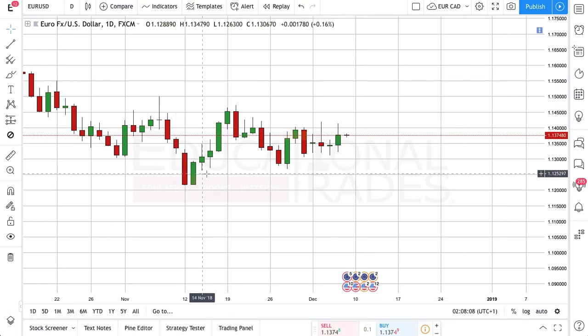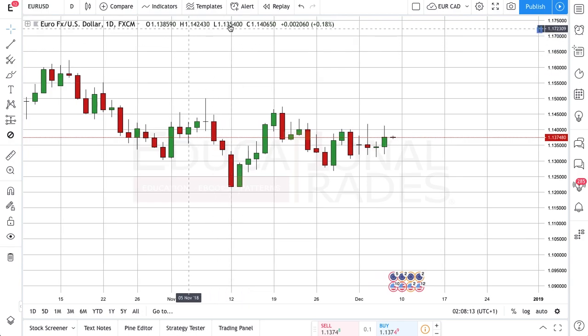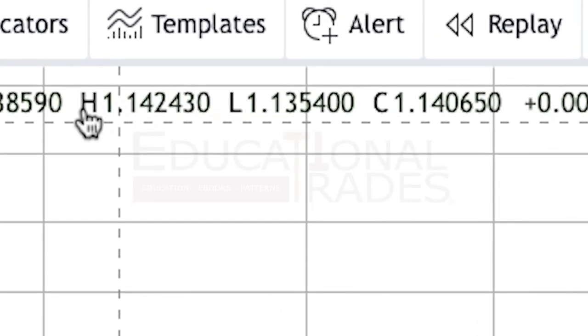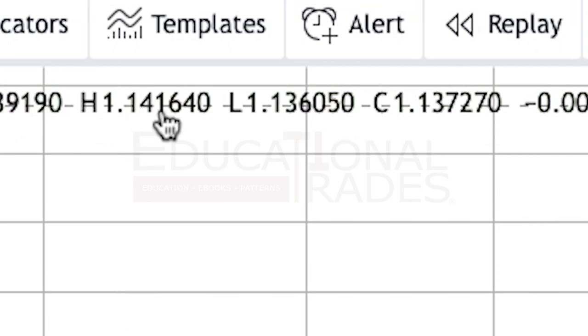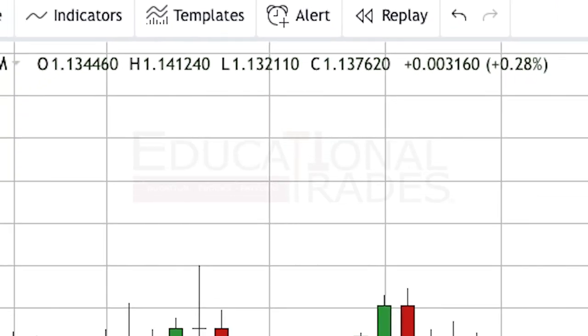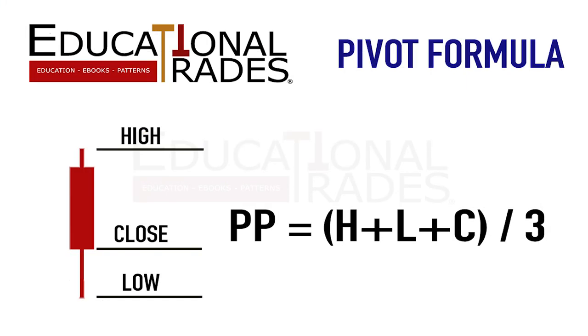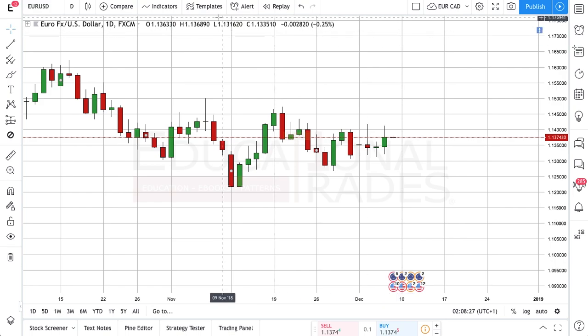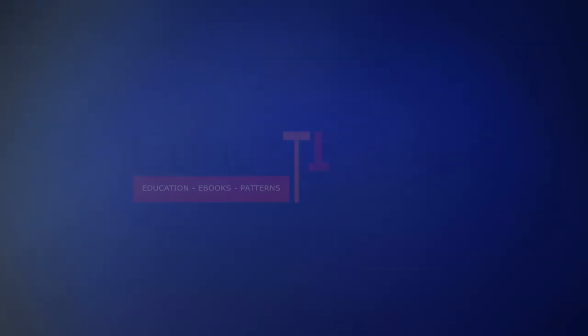The pivot point indicator can be calculated with different time frames. For example, if you want to get the pivot point with a daily time frame, you just need to calculate the average of the high, low and closing prices from the previous trading day. If you want to get the pivot point with an hourly time frame, you need to calculate the average of the high, low and closing prices from the previous hour, and so on.